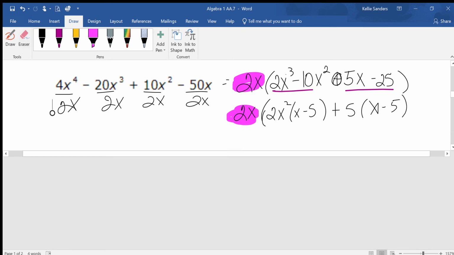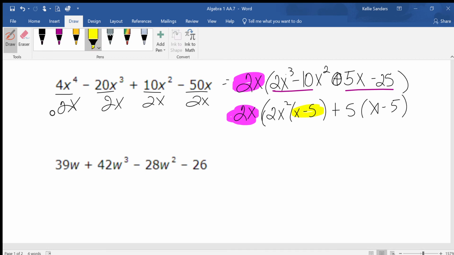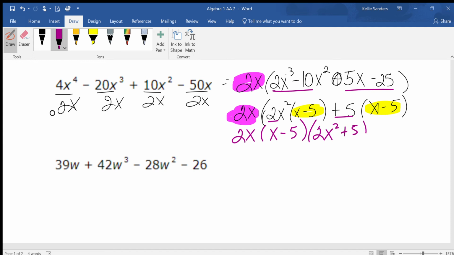Okay. And then change colors. We have x minus 5 in both. The 2x is still there. The x minus 5 is in one parenthesis, and then the leftovers are in another parenthesis. Now, hopefully that is just as clear as mud.